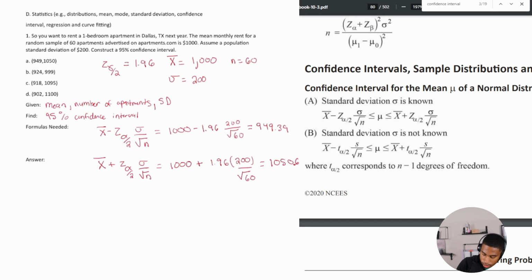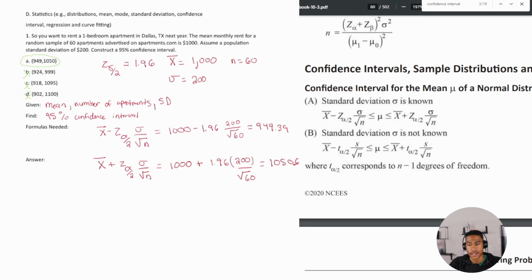And for saving time purposes, if you get one of the bounds and it matches up, then you don't have to solve for that upper bound, especially if it's not the same. If we would have seen that it was 949, we could have got rid of B, C, and D from this. So hopefully this made sense.